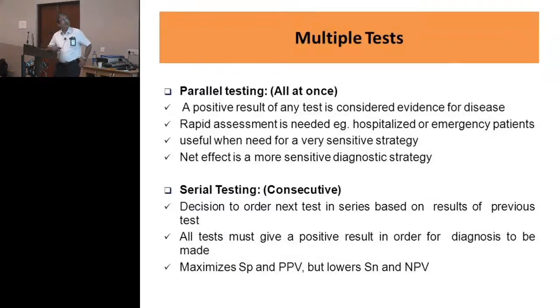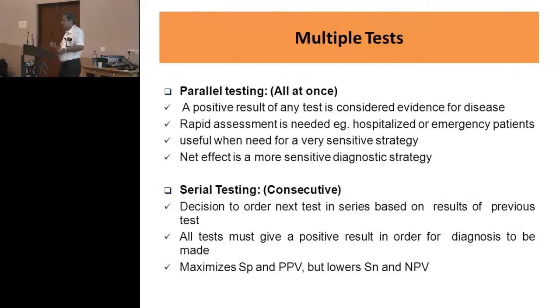So multiple tests, so it's parallel testing all at once, and a positive result of any test is considered evidence for disease. Rapid assessment is needed. Example, hospitalized or emergency patients, you would do the whole battery at one go. And it's useful when you need a very sensitive strategy. Net effect is a more sensitive diagnostic strategy, but you lose on specificity.